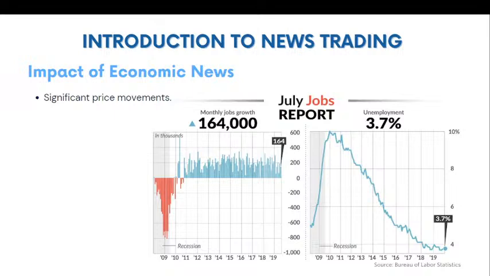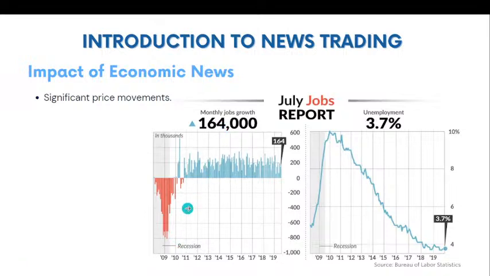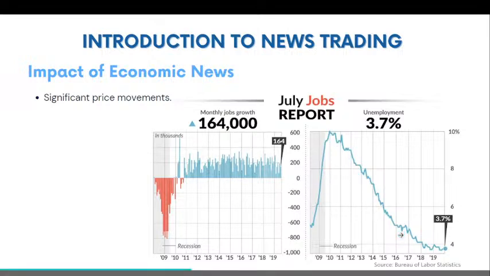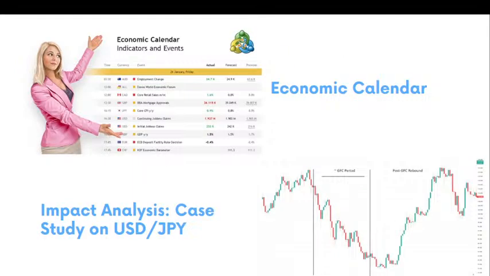Now, the impact of economic news: it causes significant price movement. The moment it drops, if the unemployment rate is high, the market can just skyrocket downwards. This is what we call recession. If there is job growth, that country is far from recession. But if a lot of people are jobless, then they are very close to recession. So this is how economic indicators and news can impact a currency pair.